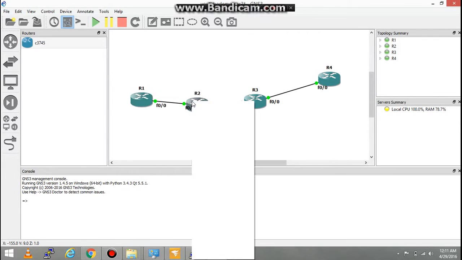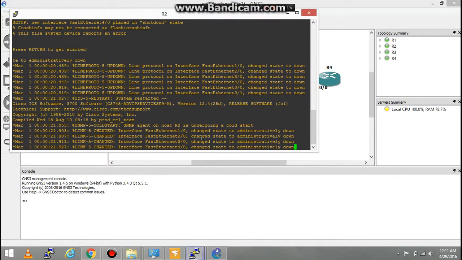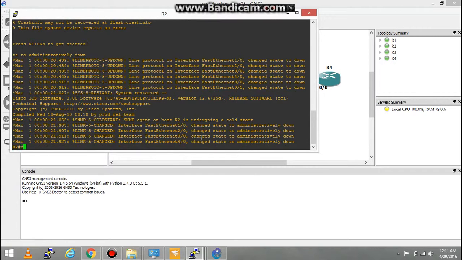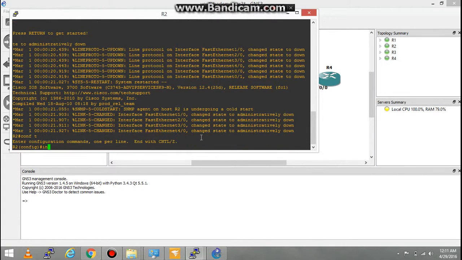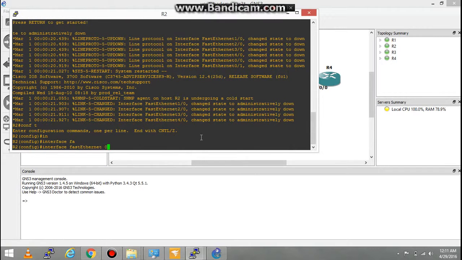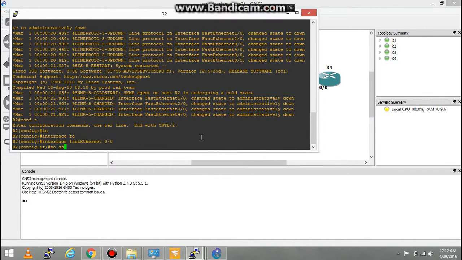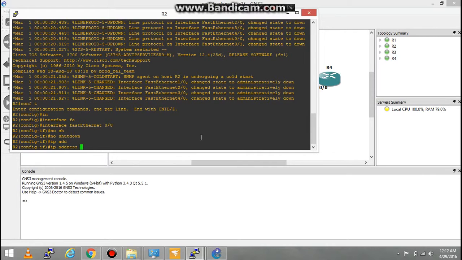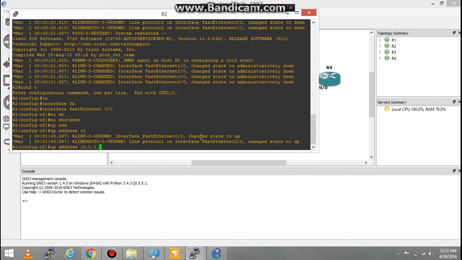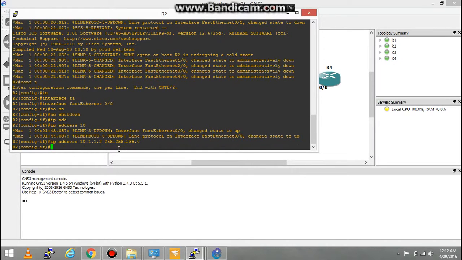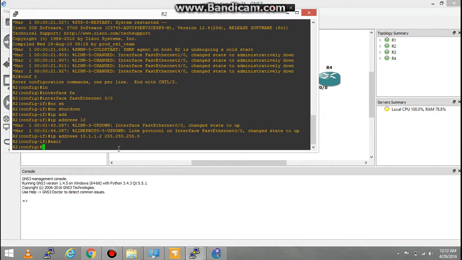Similarly, I go to R2 now. The router is booted up. I go to interface Fast Ethernet 0/0, bring it up and configure an IP address of 10.1.1.2, 255.255.255.0. Since this interface has been connected to the interface of R1, the first three octets should be the same for both of them since we used a subnet mask of 255.255.255.0.